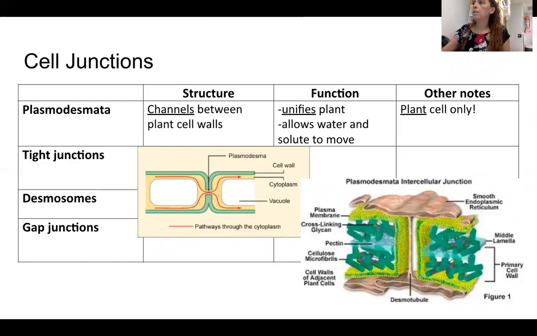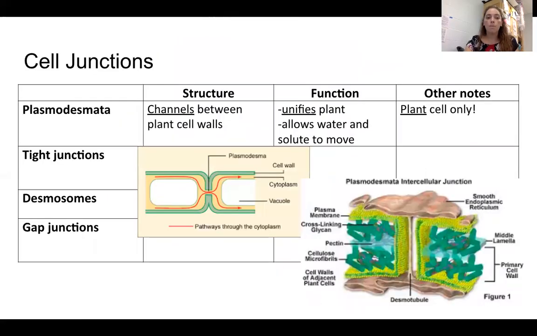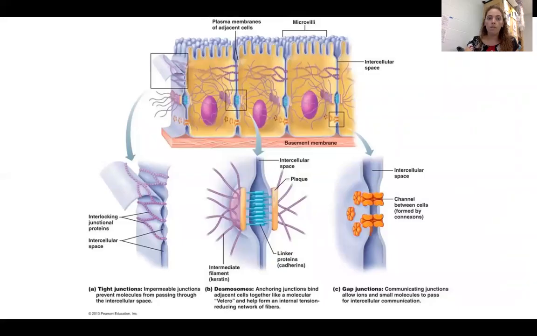These are going to be places where our cell wall has holes. In the case of the plasmodesmata, it allows for channels in between our plant cell walls, helps to unify the plant, and allows water to move from place to place. The others, tight junctions, desmosomes, and gap junctions, are going to be unique to animal cells. Plasmodesmata, plant. All the others, animals. Let me get that straight.